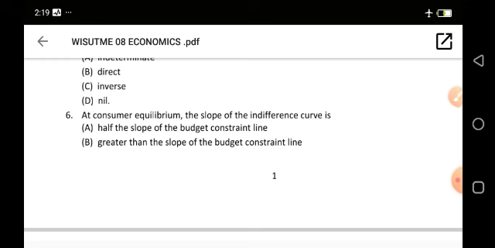It said at consumer equilibrium, the slope of the indifference curve is. When we talk about the indifference curve, the indifference curve is the locus of points, particularly when you are combining bundles of goods together.